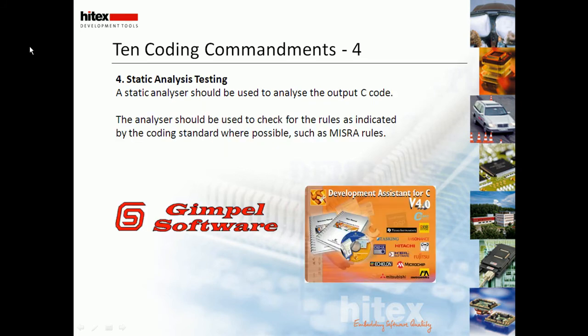Coding Commandment number 4. Any C source code that you write should be checked by a static analyzer tool. The analyzer should be used to check the rules as indicated by the in-house coding standard where possible. At Hightex we sell 2 static analyzer tools. We sell Gimple Software's PC Lint, and we also sell Development Assistant for C.